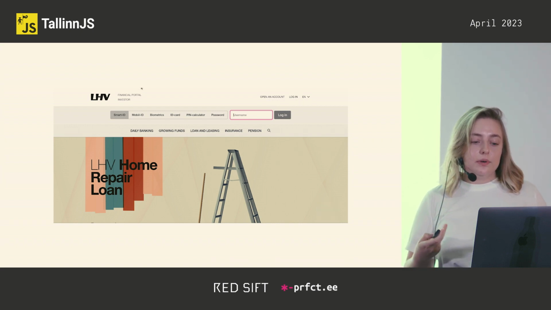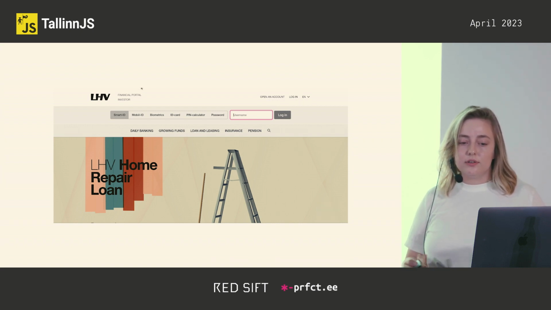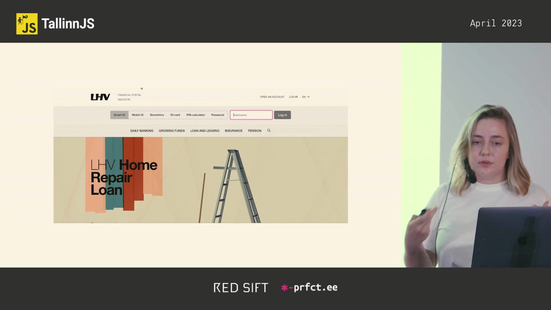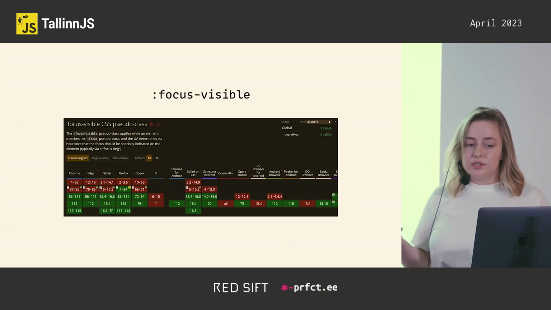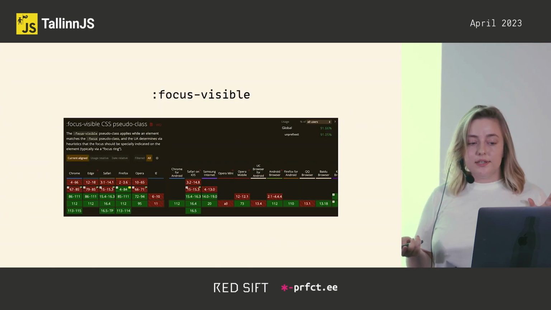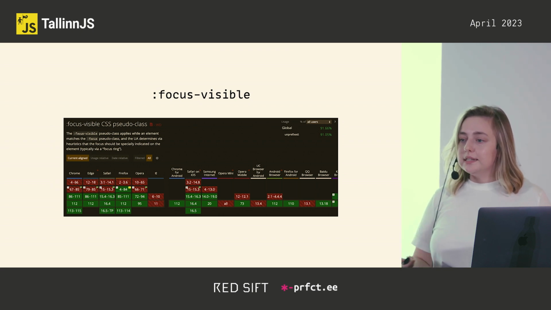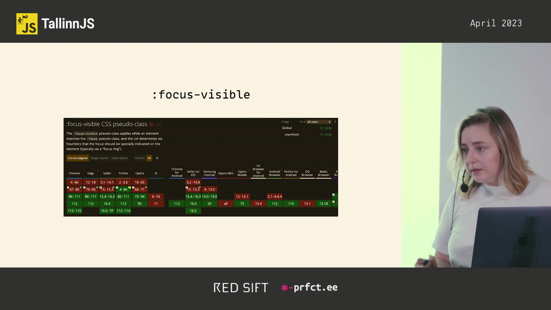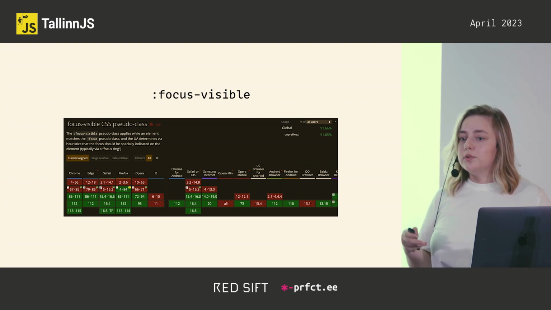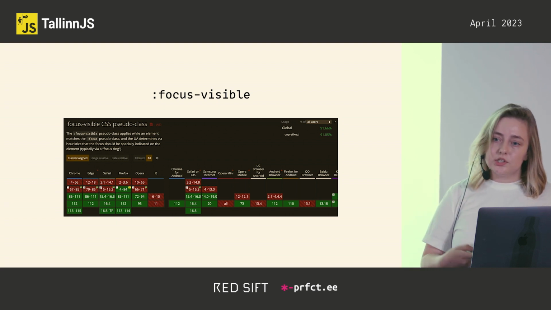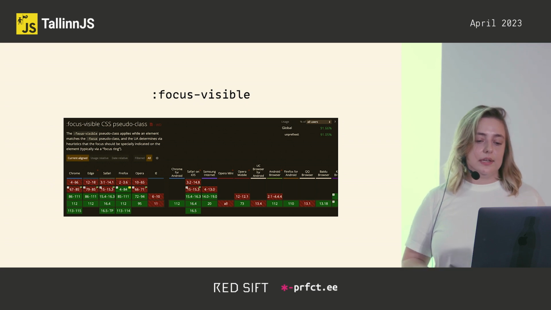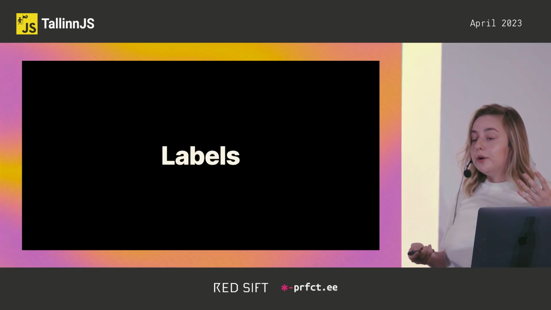And also, if you don't want to always have the focus outline, it can be a little bit disruptive, especially with users who are using the mouse. There's also a newer pseudo class in CSS called focus-visible that will display it only when it is navigated by the keyboard and not the mouse. So it is less disruptive in terms of aesthetics, but it's still very functional for people who are using the keyboard to navigate. Now let's talk about labels.